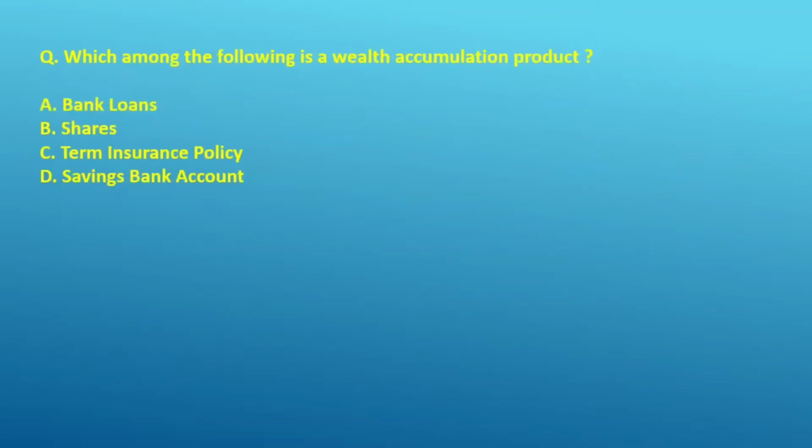Which among the following is a wealth accumulation product? When we see all four options of answer, definitely you will identify the correct answer, shares. Because bank loan, term insurance policy, saving bank account, all these are not wealth accumulation products.